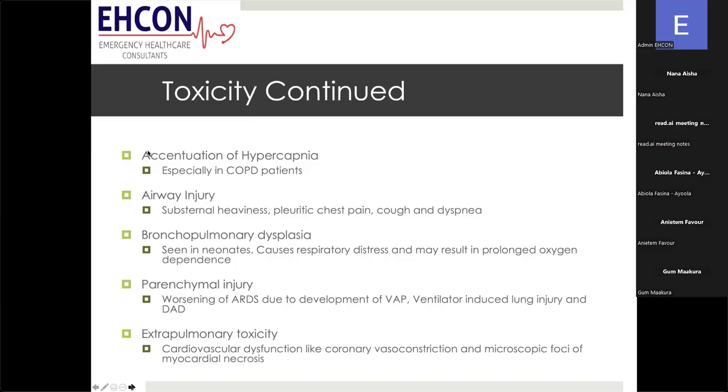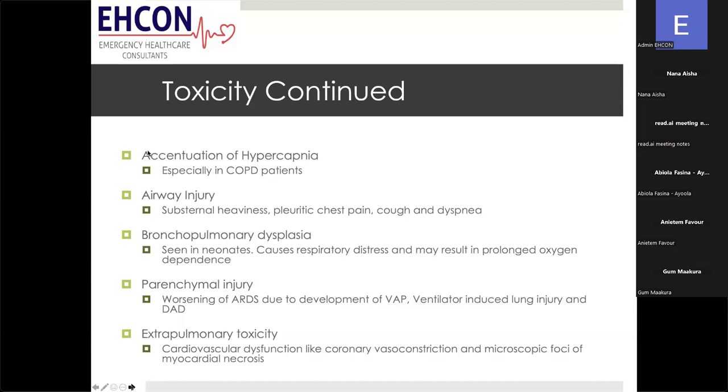Parenchymal injury. There's actually the physical injury that might happen when we are giving oxygen as well, just from the mechanics of delivering it. Worsening of acute respiratory distress syndrome due to development of ventilator-associated pneumonia. So we may have ventilator-induced lung injury, and of course the diffuse alveolar damage that I mentioned. All of these things are just from the barotrauma of delivering oxygen with positive pressure from ventilators or non-invasive systems.